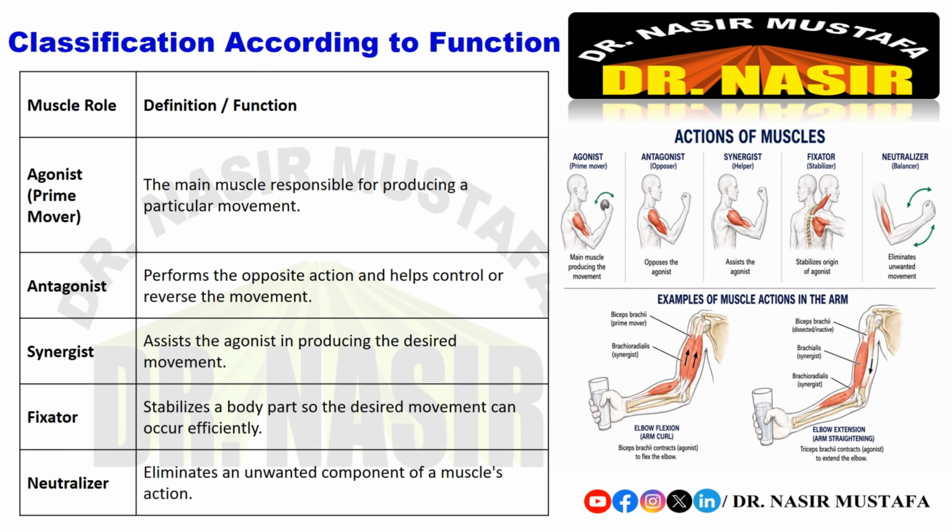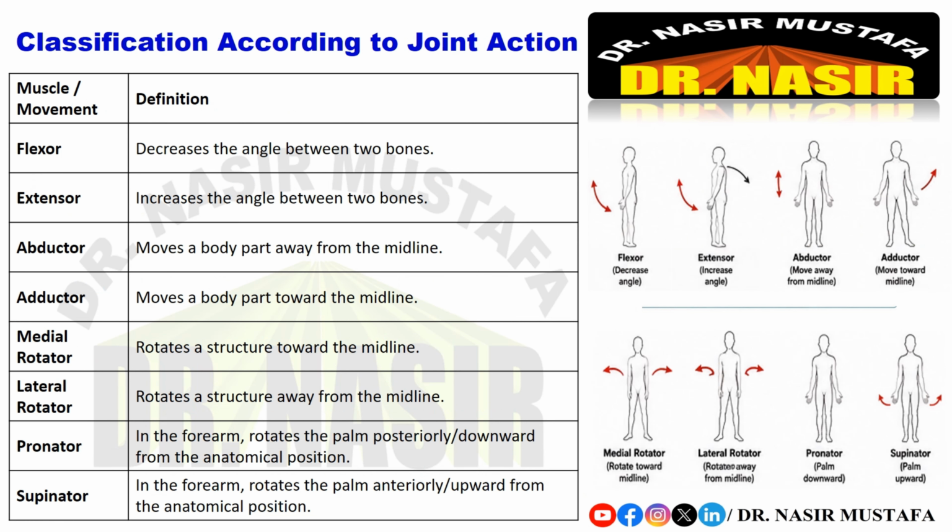A synergist assists the agonist in producing the desired movement. A fixator stabilizes a particular part of the body so that the desired movement can occur efficiently. And a neutralizer helps eliminate an unwanted component of a muscle's action. For example, when we perform a movement at a joint, the prime mover may generate the main movement, while synergists assist, and stabilizing muscles prevent unwanted movements. This coordinated activity allows movements to be smooth and controlled.